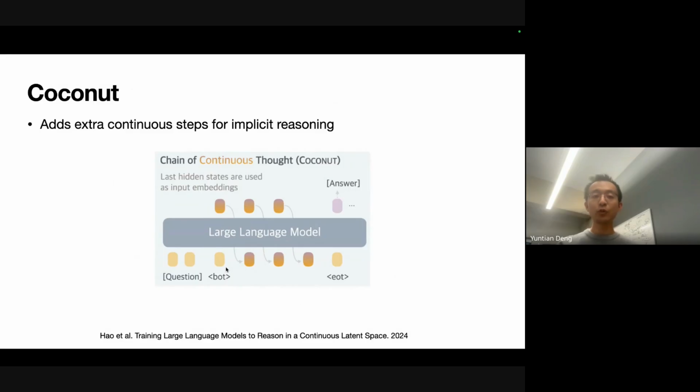So instead of directly producing the final output given the input, they produce continuous vectors, and then they feed the continuous vector back to the next step, and they do this a bunch of times, mostly 5 in their experiments, before producing the final answer. And this turned out to be really successful.